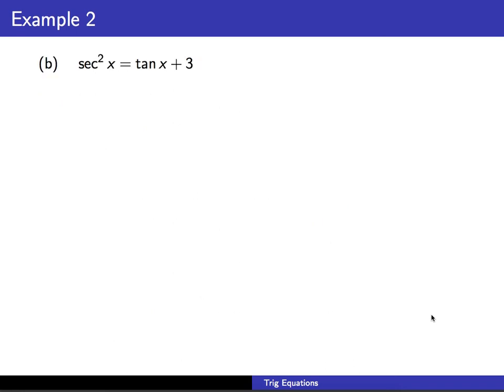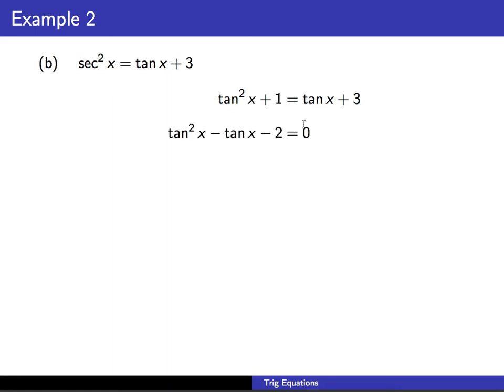Part B, we have secant squared equals tangent of x plus 3. Notice that we have two different trig functions, secant and tangent. And secant's being squared, which means we can look to Pythagorean identities to rewrite secant squared as tangent squared plus 1. Because as we saw with verifying our identities, tangent squared of an angle plus 1 equals secant squared of that angle. So now we have all in terms of tangent.